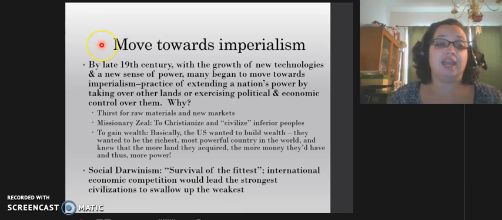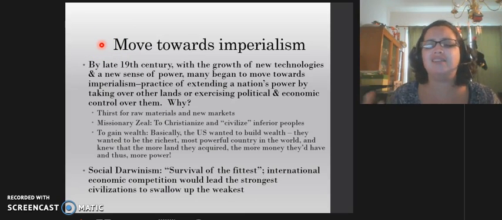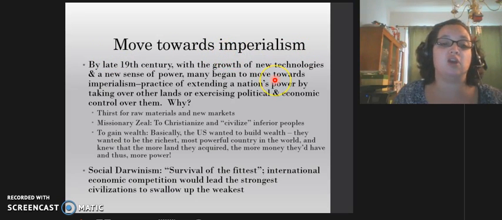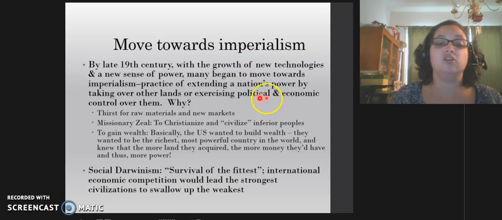But we're going to see a change now. Remember the Industrial Revolution? We've got tons of new technologies coming along. We are manufacturing. We've got this new sense of power. We finished a war. It didn't destroy us. Woohoo! So we're seeing this move towards imperialism, the idea of taking over other countries to extend our own power by having political or economic control over these other areas.